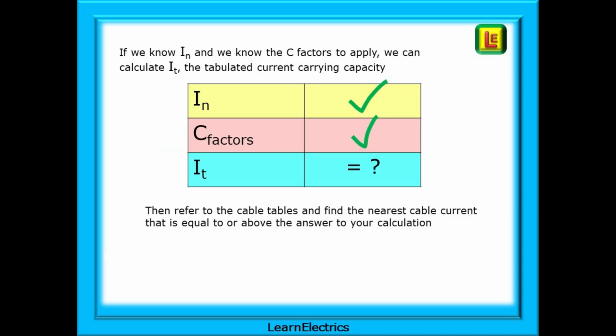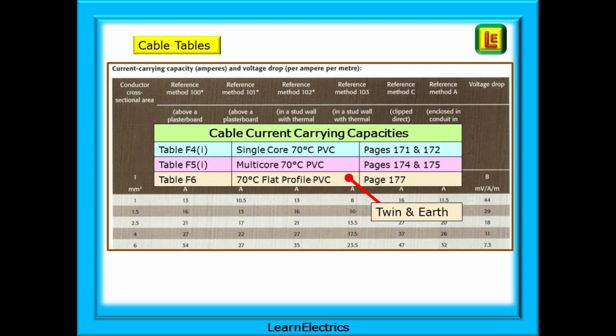And that's all that we do. If we know IN and we know the C factors to apply, we can calculate IT, the tabulated current carrying capacity. Then we can refer to the cable tables and find the nearest cable current that is equal to or above the answer to the calculation. The table will then show us the cable size to be selected.